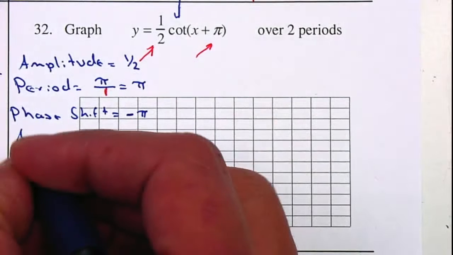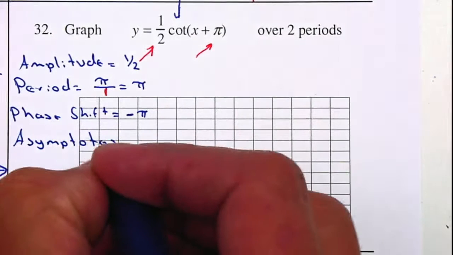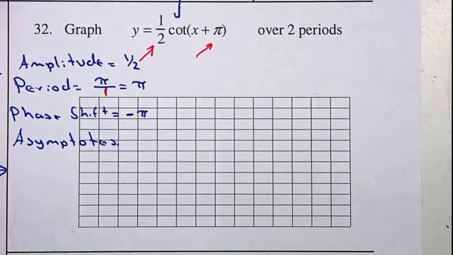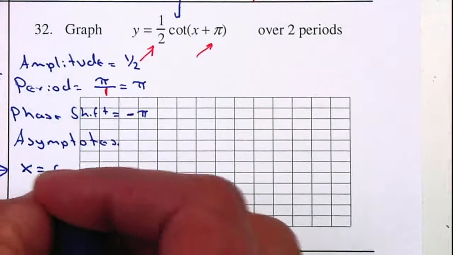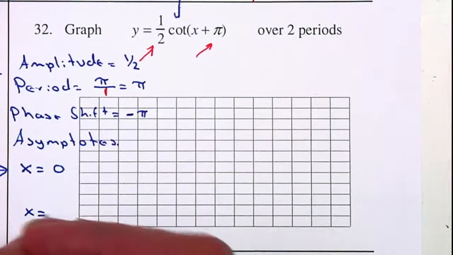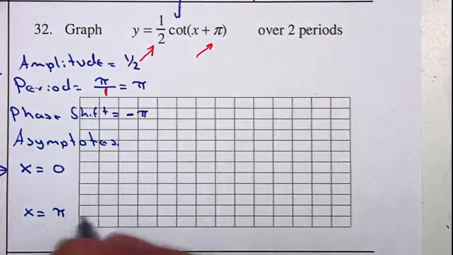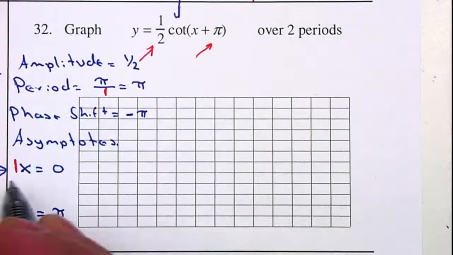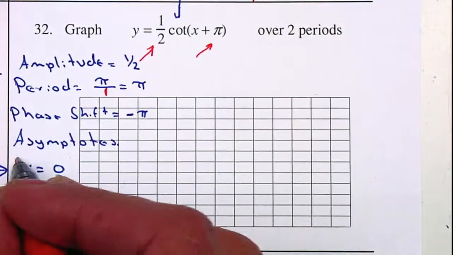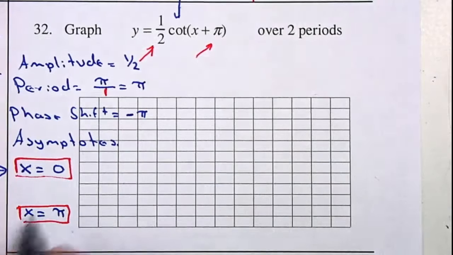And the next thing that we need are your asymptotes for your cotangent. Remember, for your cotangent we have two asymptotes. The first one is x equal to 0. The second one is x equal to pi. I am missing the value of b, which is just in this case 1. I don't need to solve for x. It's already solved for. It's just 1x equal to 0 and 1x equal to pi.